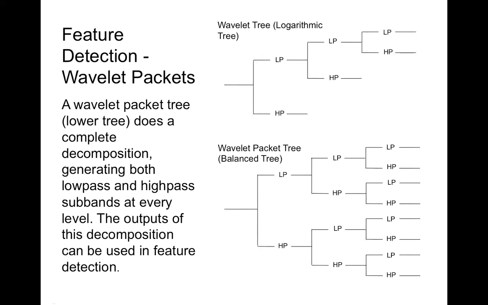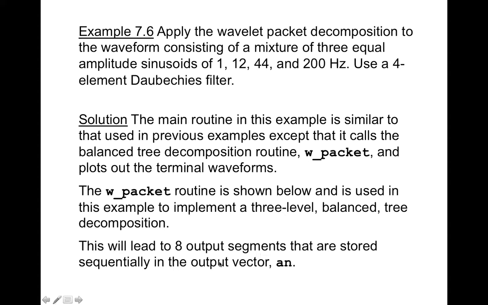So an even better way of looking at features is to use what's known as a wavelet packet tree. The wavelet packet tree does additional decomposition on both the low pass and the high pass parts, so it's referred to as a balanced tree. You're taking the low pass and decomposing it into low pass and high pass, and you're also taking the high pass and decomposing it into low pass and high pass. And this is often what's used when you're looking for features.